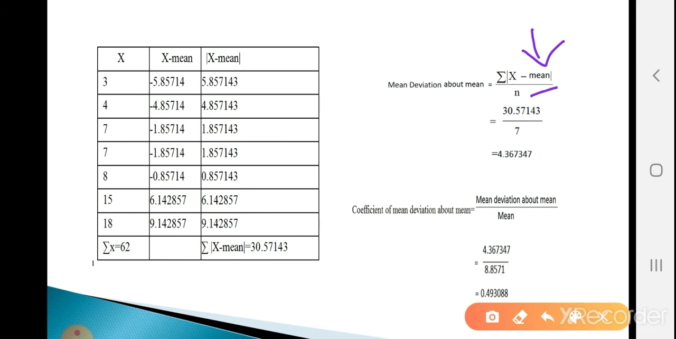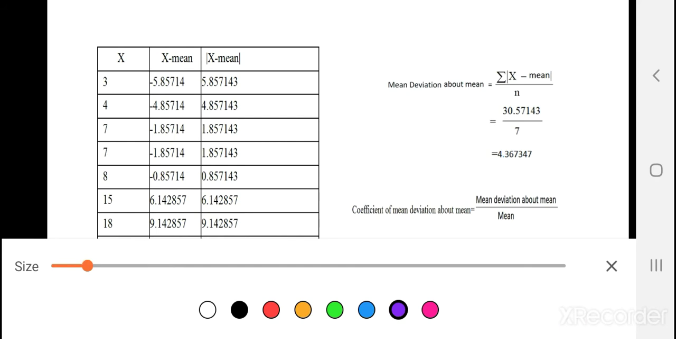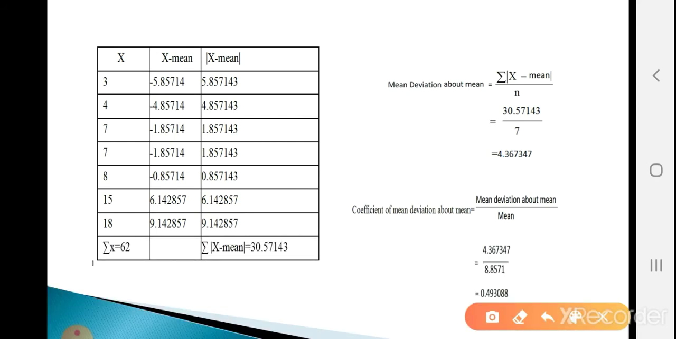Here we need to make the column mod of x minus mean. So first make the column x minus mean and then make the column mod of x minus mean. Mod of x minus mean means the absolute value of the column x minus mean. So the first value of x is 3, then 4, 7, 7, 8, 15 and last is 18. Then what is meant by x minus mean? Subtract the mean value from each value of x. What is the mean value? The mean value is 8.8571. So subtract 8.8571 from each value of x.